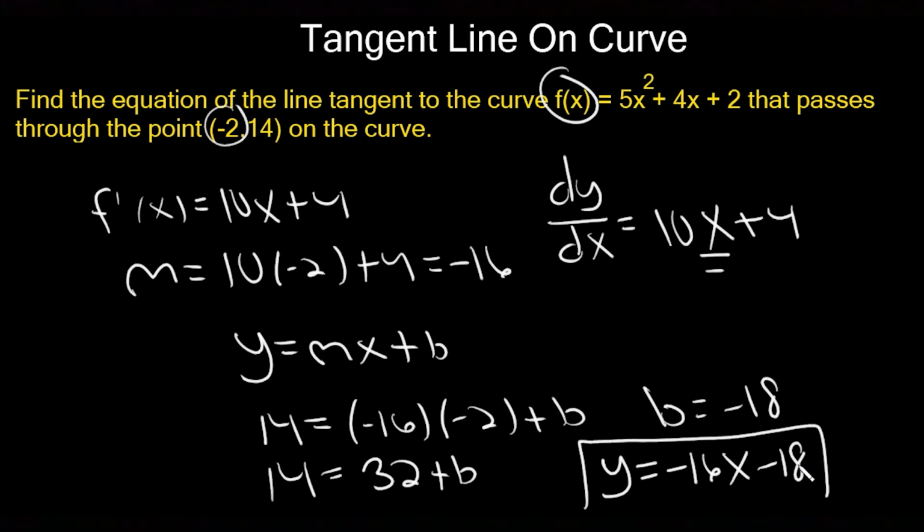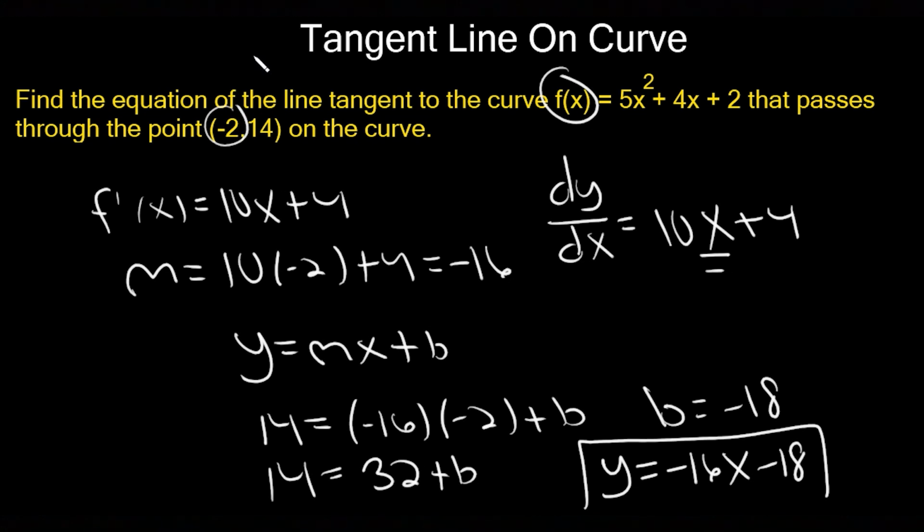So again, if you were to graph the equation of the line that we just derived here, and then you were to graph this function f of x, you would see that this line right here, -16x minus 18, is passing through the point (-2, 14) on that quadratic, and it will be tangent at that point. Okay, and that is it. So that is how you can find the equation of the line tangent to the curve.